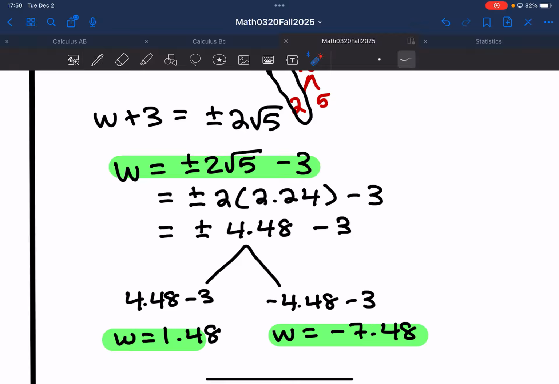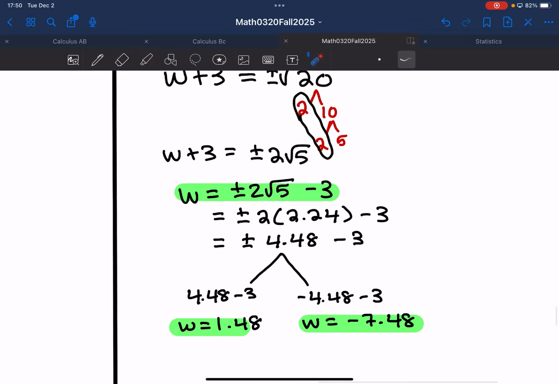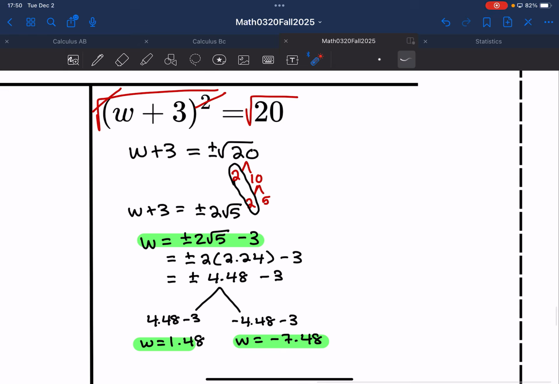I would say if you're asked to just solve, which this notes is just about solving, this is great. But in the next notes, we're going to actually use this method to graph a quadratic equation. And you're going to need these in order to graph your quadratic equation. So it's good to know how to do both. Any questions?